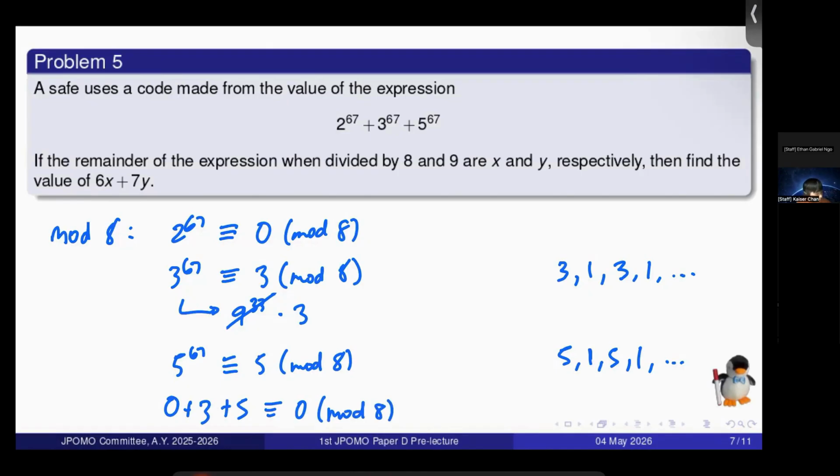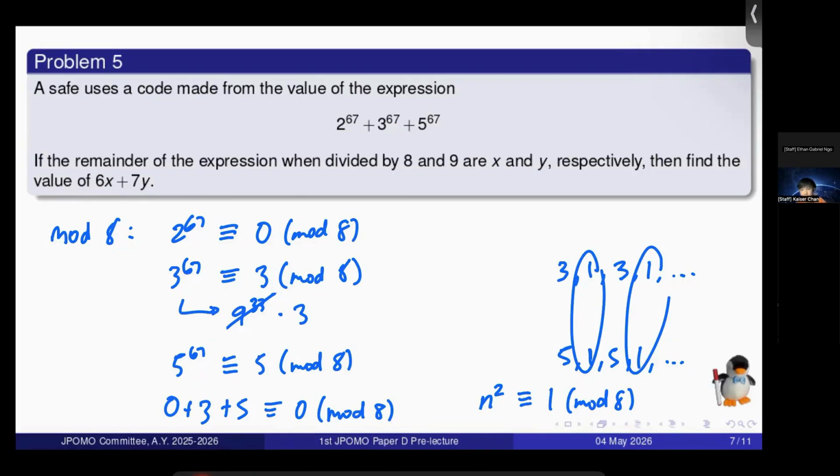Okay. Now, just a note, you might notice that for both 3 and 5, the even powers always have remainder 1. This is a property that's consistent for everything relatively prime with 8. Some of you may know that n squared is always 1 mod 8, provided that n is relatively prime to 8.